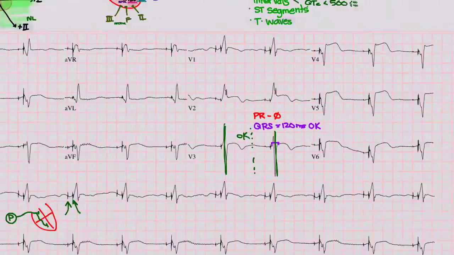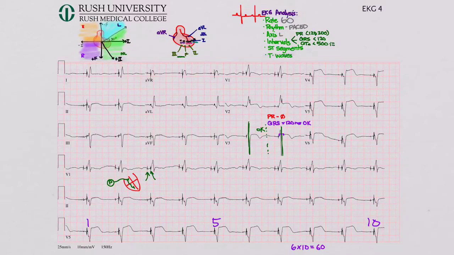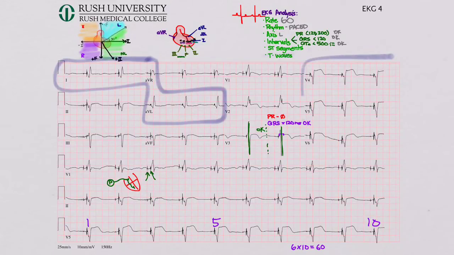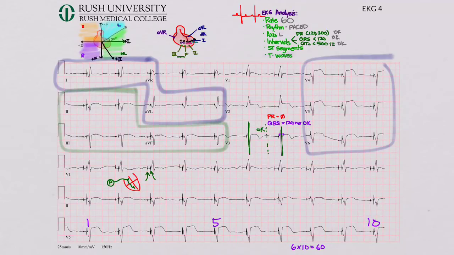All right, so let's zoom back out here. So next we're going to look at our ST segments and our T waves. So let's again break them up into the right anatomical areas. We've got our inferior ones here, we just did the lateral ones, and finally the anteroseptal ones. And so now let's look at each one of these.